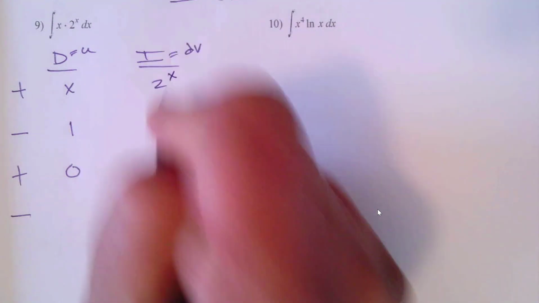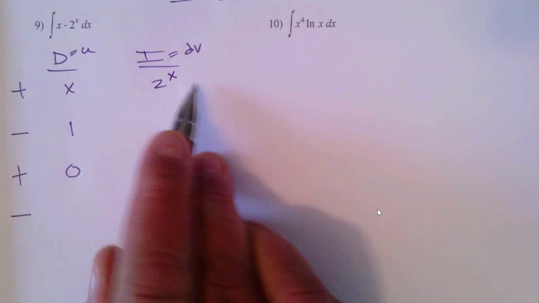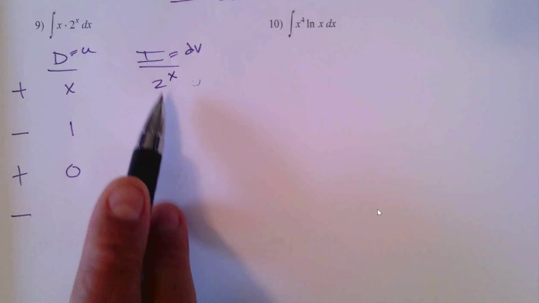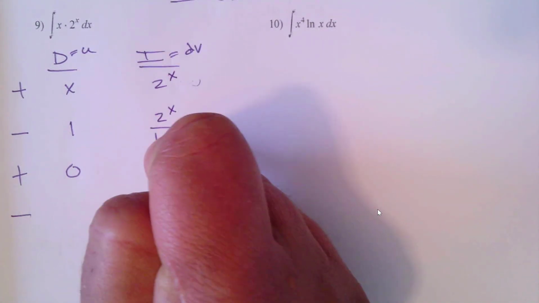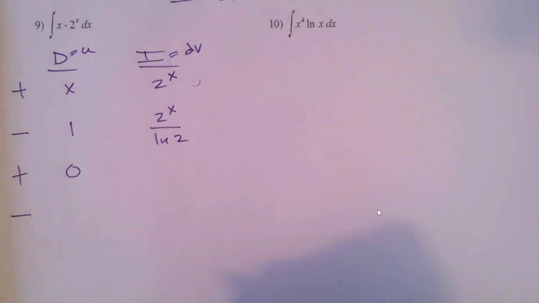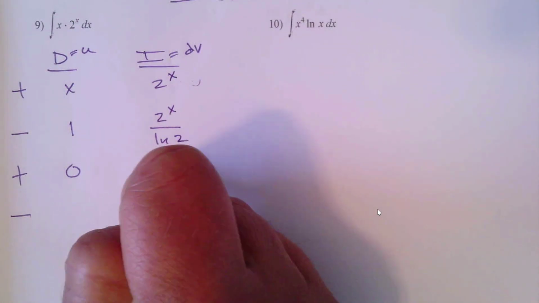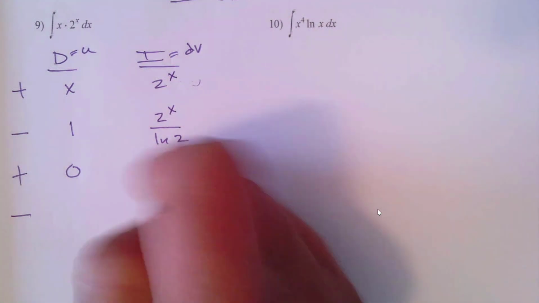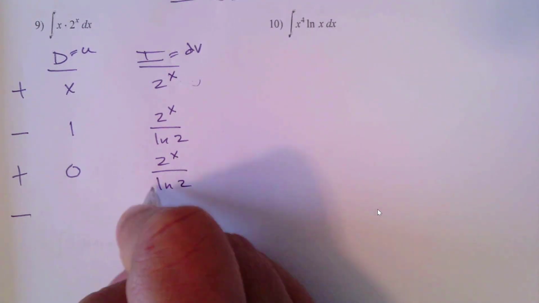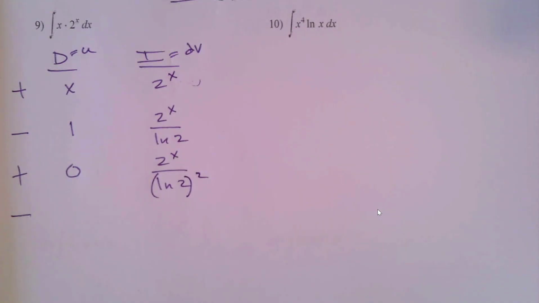So we have 2 to the x. Again, I don't have to write the dx here, it's kind of implied, but we're going to integrate, and that's going to be 2 to the x divided by natural log of 2. And if we integrate that again, that's going to be 2 to the x divided by natural log of 2, which we already have a natural log of 2, so it's going to be natural log of 2 squared. And since we got a 0 here, we don't have to continue on.